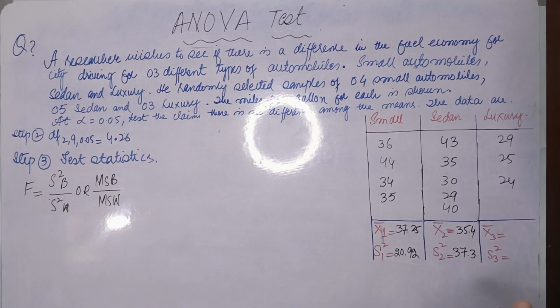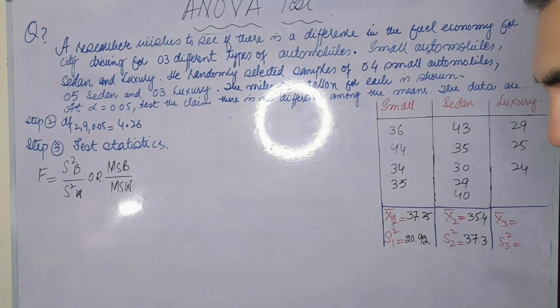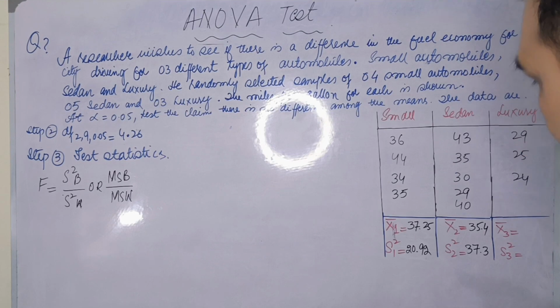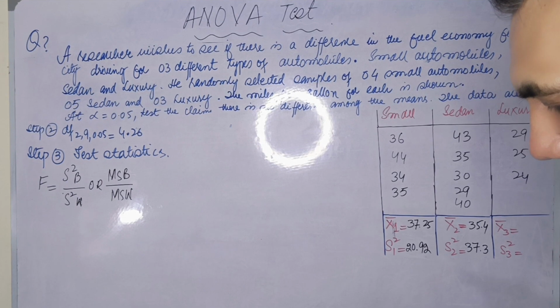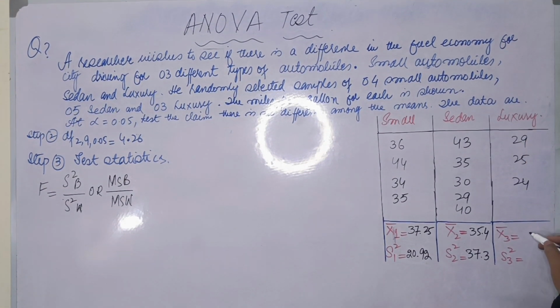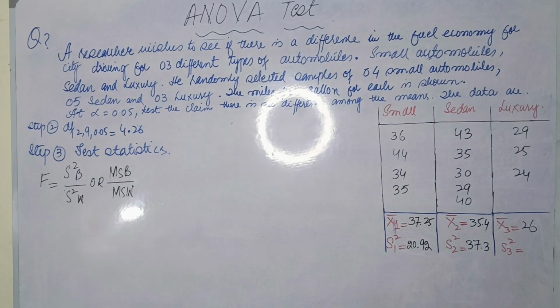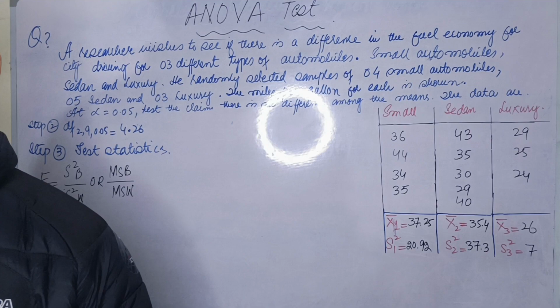Now we will go to measure the variance and the sample mean of the third data. 29 M+, 25 M+, 24 M+. Then shift, press the 2, then the 1 is the sample mean. 26 is the sample mean for the third data. Then again shift, press the 2, 3, and 2.64 is the standard deviation. We need the variance, so we square it. Then 7 is the variance of the third.